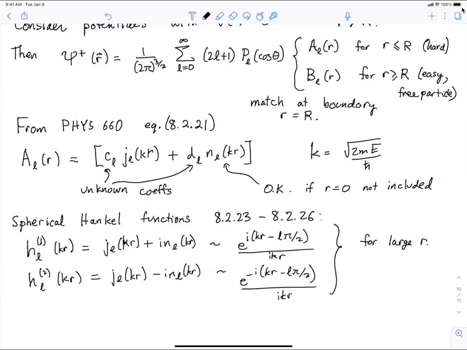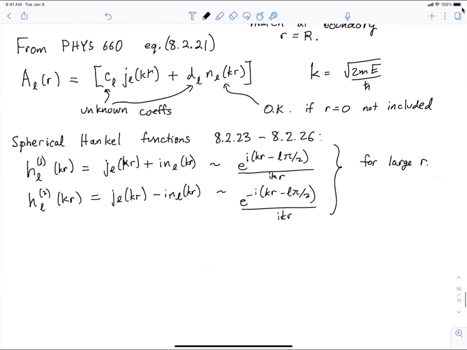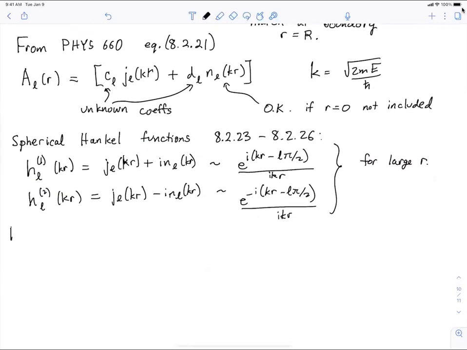So why are we doing this? We're doing this because we want to express the unknown coefficients in terms of phase shifts. And so to do that, we want to match our scattering wave function to the phase shifts.